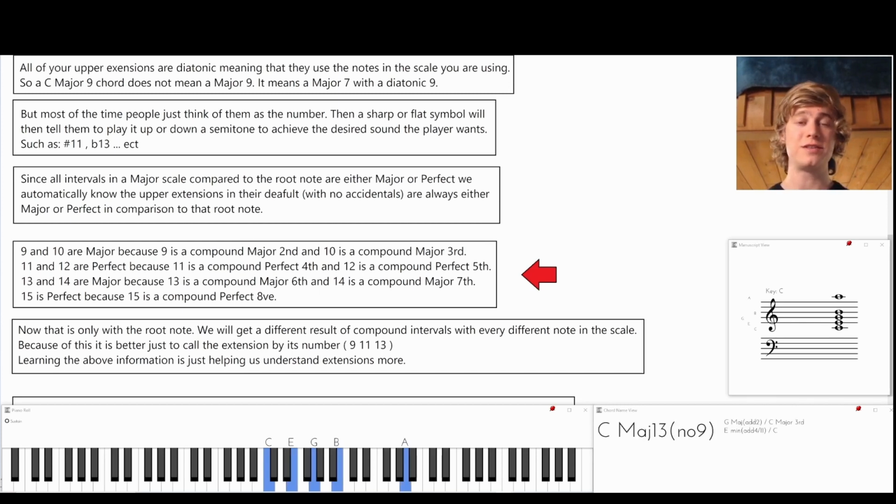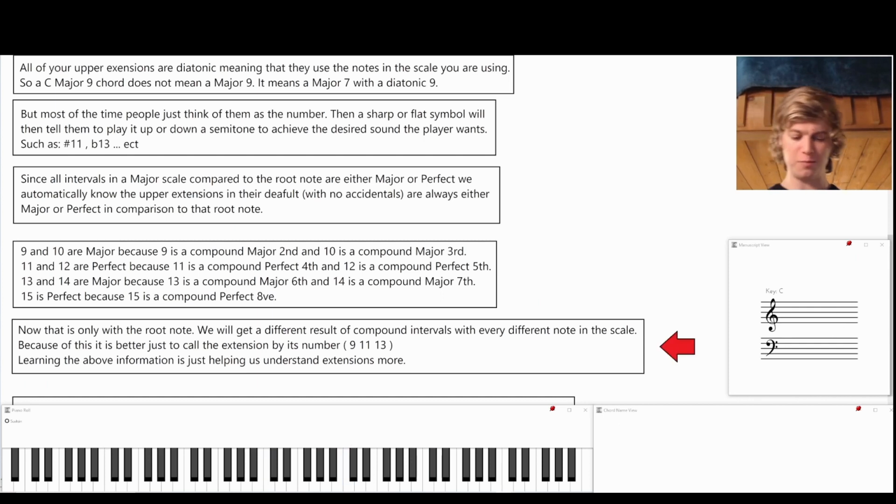Then my 13th and my 14th are going to be major because they're just using the same notes as my major sixth and my major seventh. Now if I have my 15, that is perfect because my 15 is a compound perfect octave. So it's using the same note as if I just had an octave, but one octave higher than that. Okay, now everything I just showed you about the major and perfect intervals in comparison to that C note only works when you're looking at this note C.